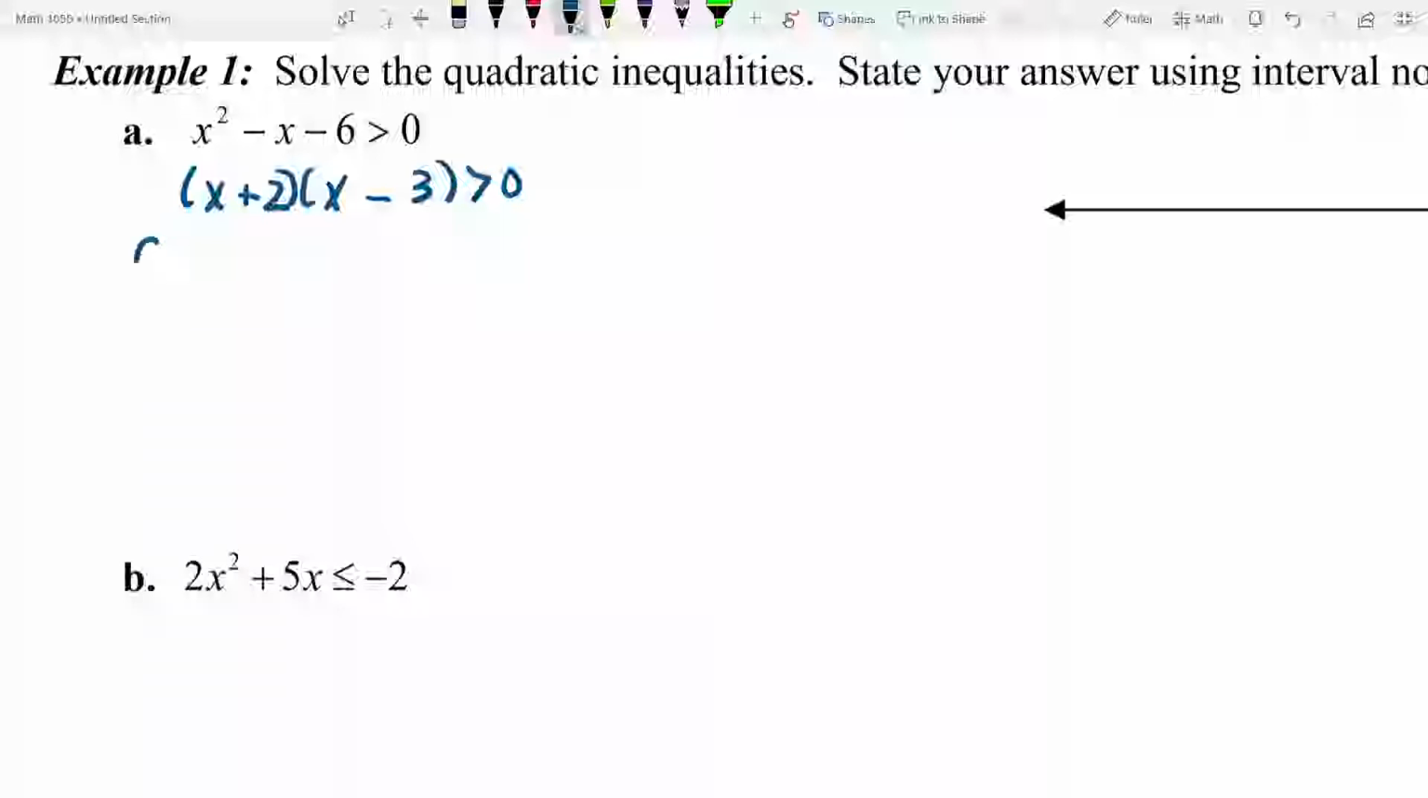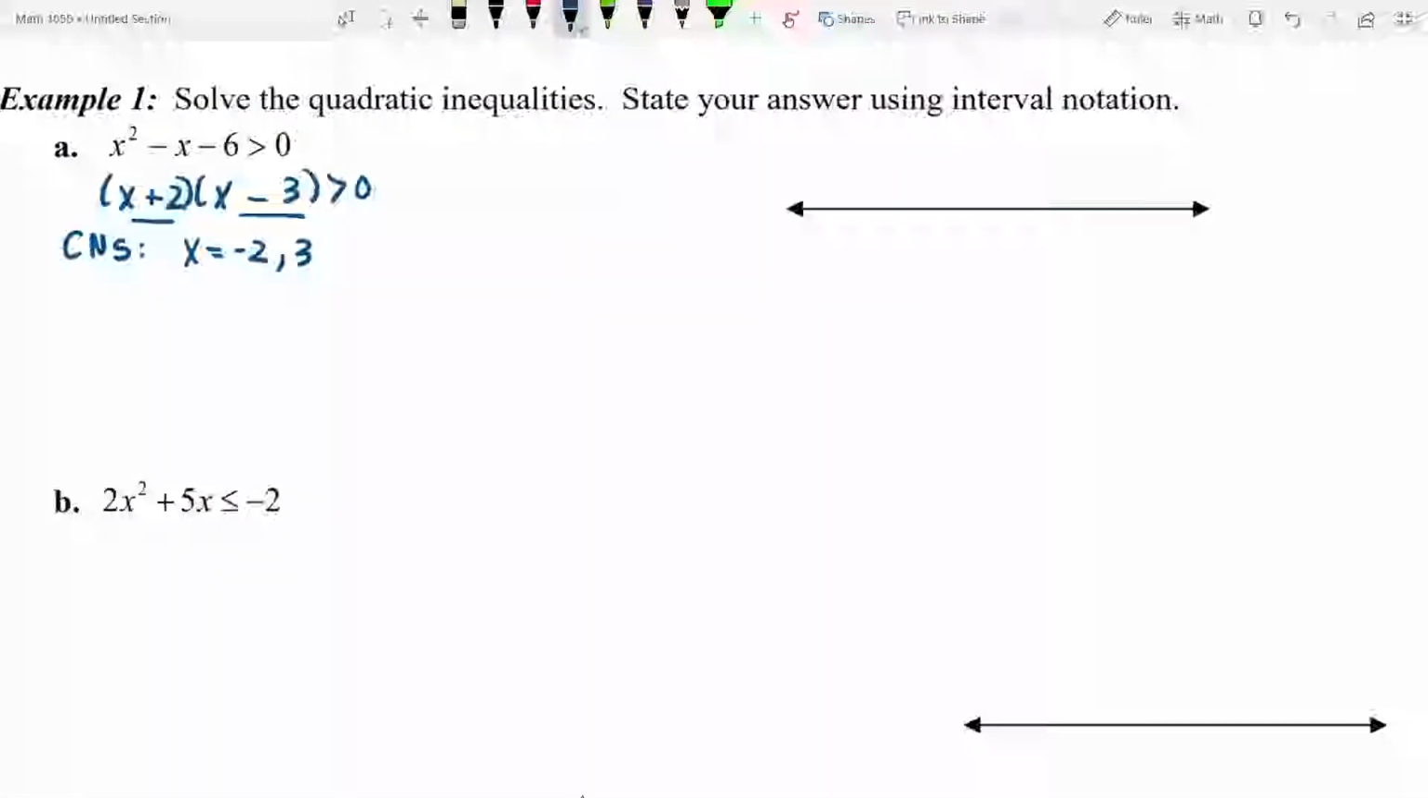Okay? Now what you're going to do is you're going to list your critical numbers. It's very simple to list critical numbers. All you do is imagine that that were an equal sign. So set that equal to 0 and that equal to 0, and you get x equals -2, comma, +3. Very simple. Okay? Now we're going to go to that number line. The -2 is on the left-hand side. The +3 is on the right-hand side. Then you have an open circle like this, because I don't have any equal sign, okay?